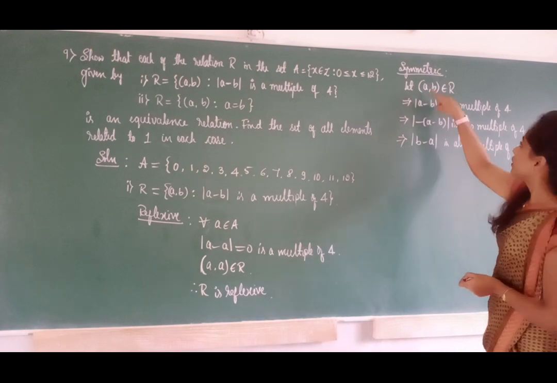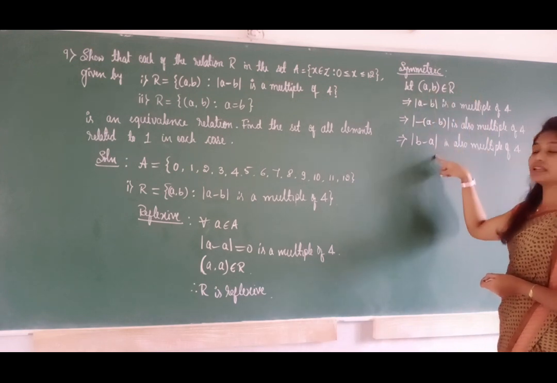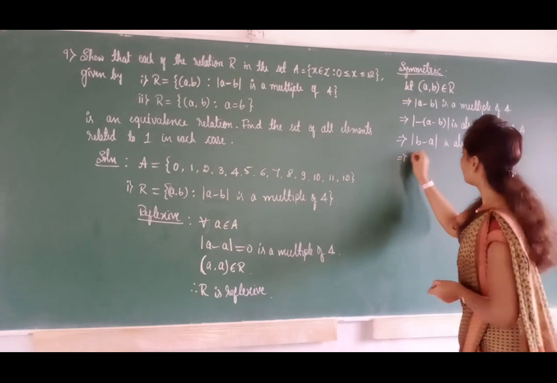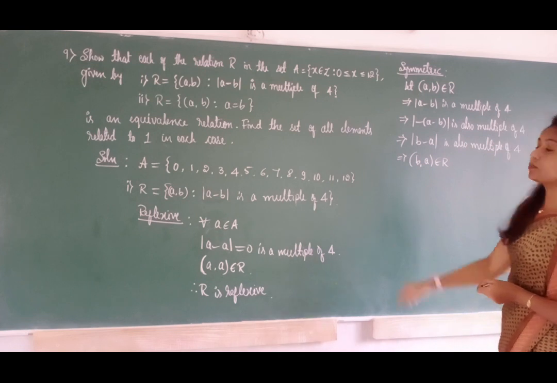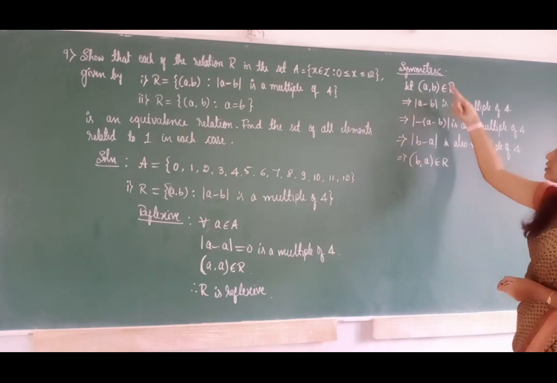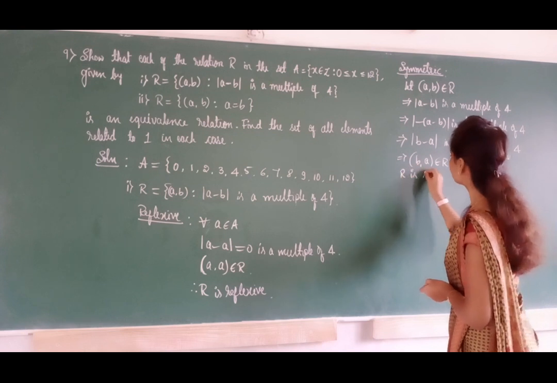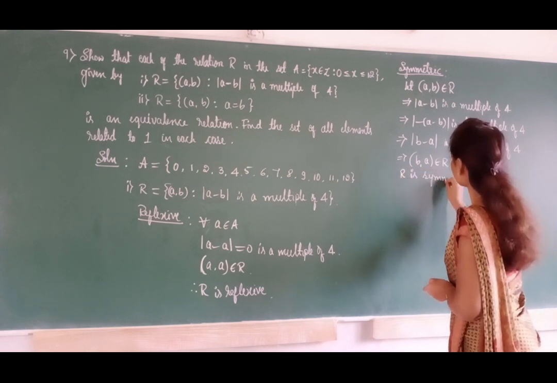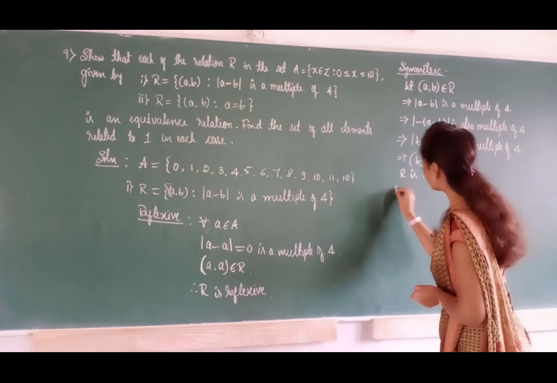Okay. A minus B means A comma B belongs to R. And then B minus A, what we get? Ordered pair B comma A belongs to R. We proved B comma A belongs to R, its reverse. That's why the given relation R is symmetric. R is symmetric. Now move on to the third one, transitive.